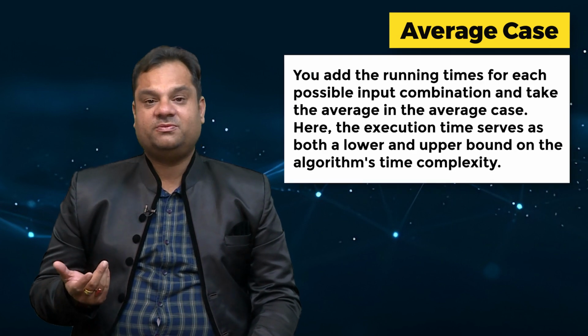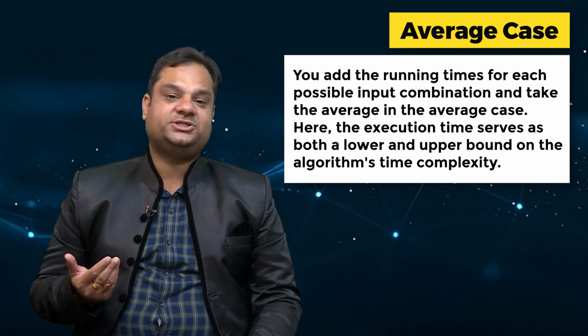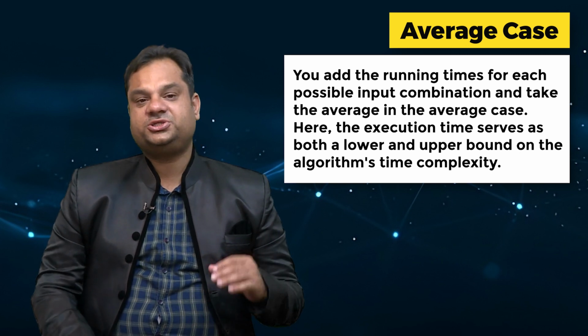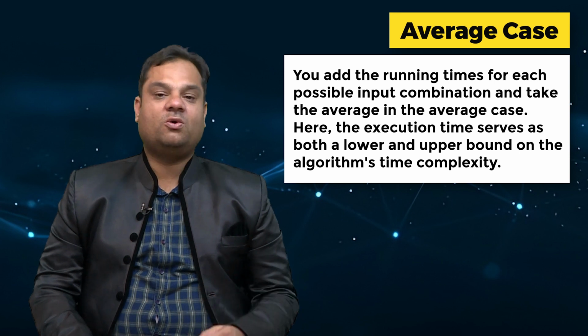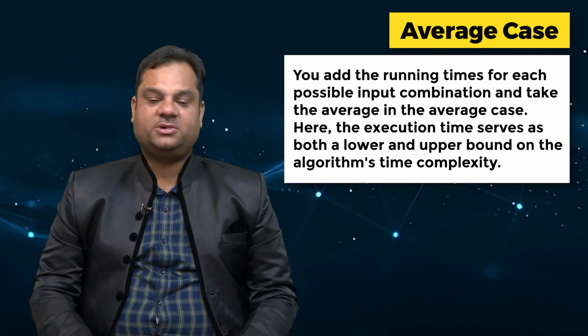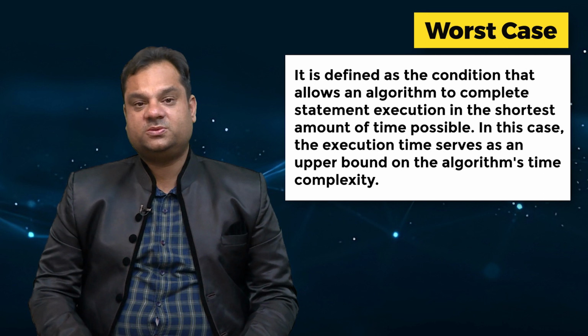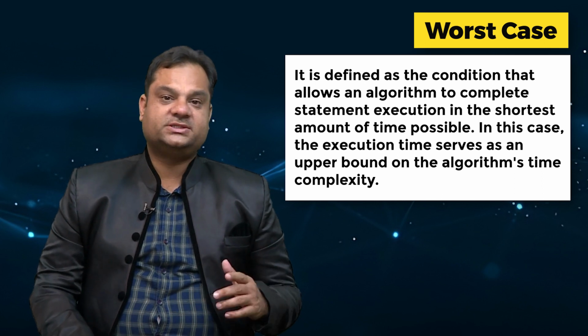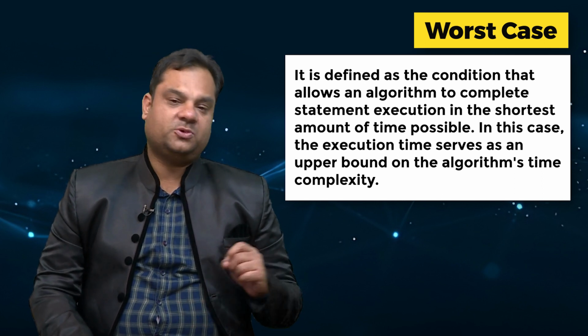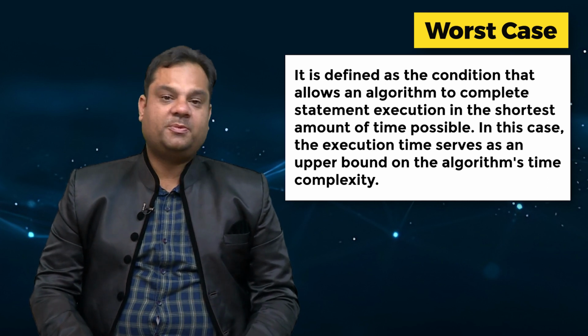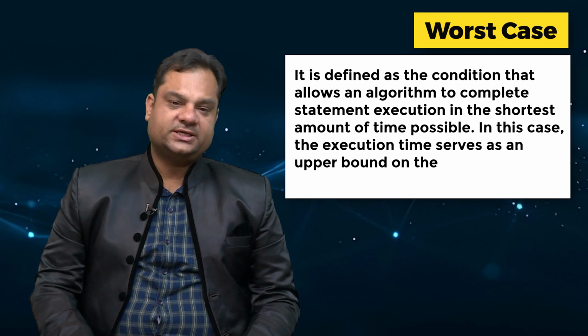So you can write in the average case, you add the running time for each possible input combination and take the average. Here the execution time serves as both a lower and upper bound on the algorithm time complexity. The worst case is defined as the condition that allows an algorithm to take the longest amount of time to complete statement execution. In this case, the execution time serves as an upper bound on the algorithm time complexity.